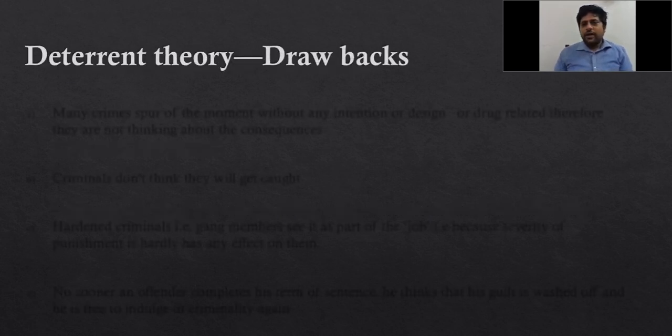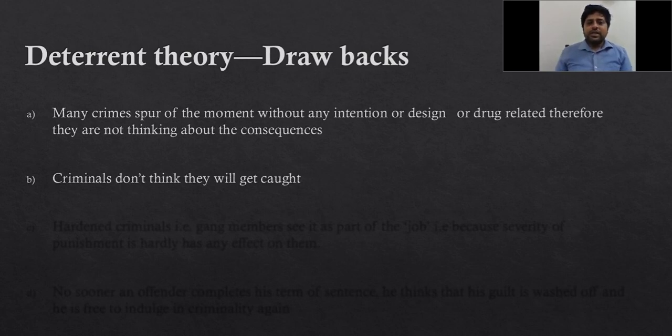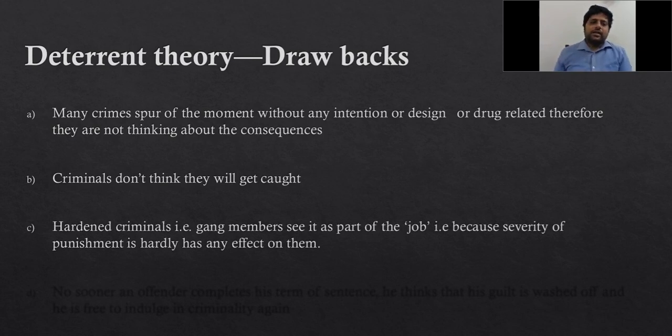Now moving to the drawbacks of the deterrent theory. It says that criminals don't think that they will be caught. First of all, criminals think that they are too smart, that the police or the court cannot catch them, and I'd hardly say that is a right thing. But they think that they will commit the crime, flee away, and not get caught. Second, it fails with hardened criminals like gang members. The severity of punishment will not affect them.